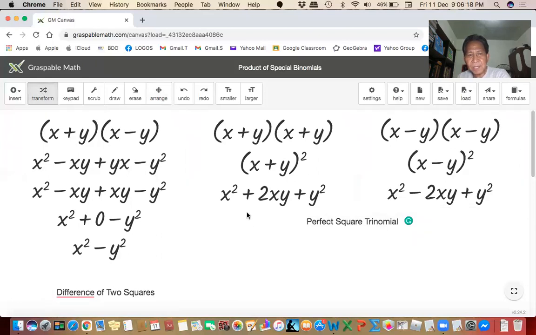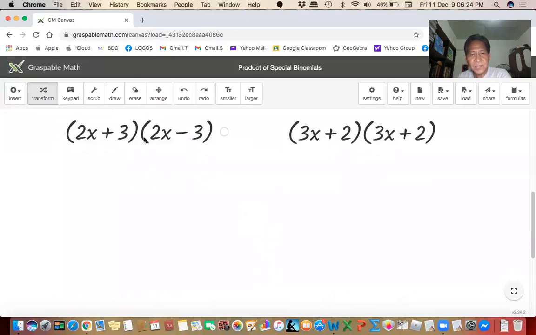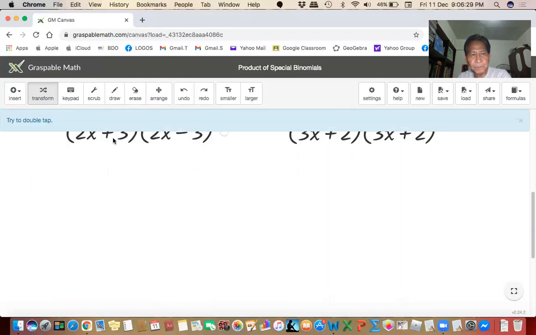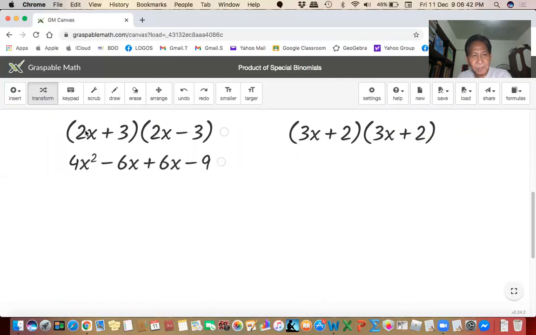All right, let's do some examples which have numbers in them. So this is one example. So let's do FOIL first. All right. So that was simply FOIL. Let me show you. If you multiply the first terms, you get 4x squared. You multiply the outer terms, you get negative 6x. If you multiply the inner terms, you get positive 6x. And if you multiply the last terms, you get negative 9.